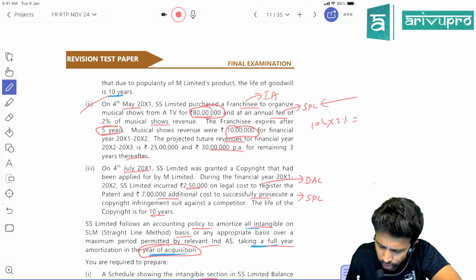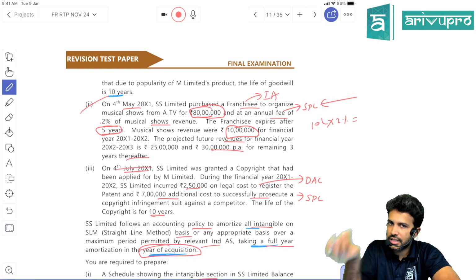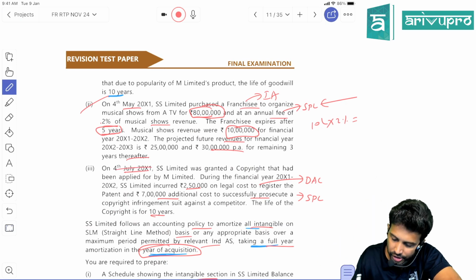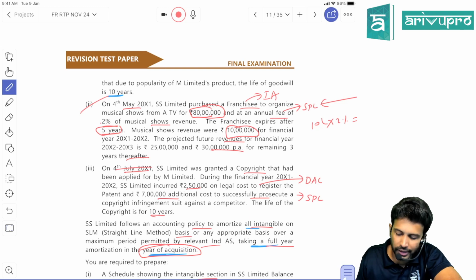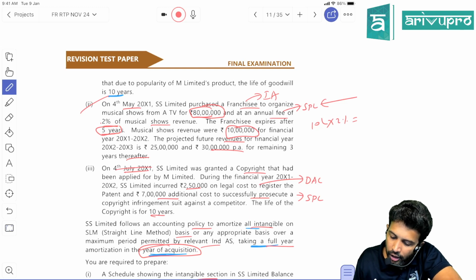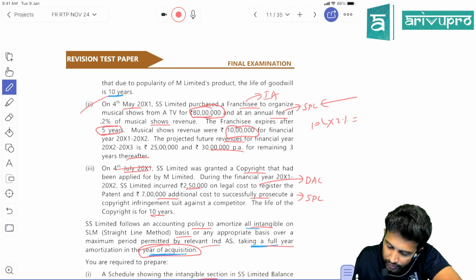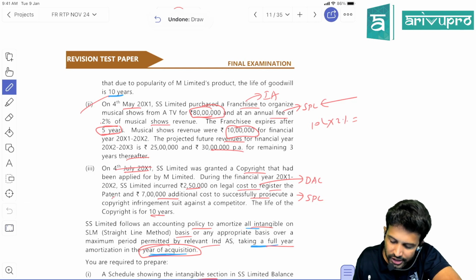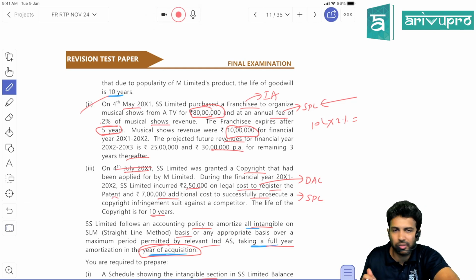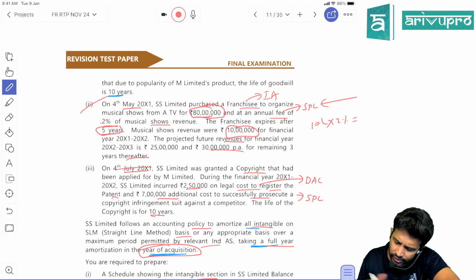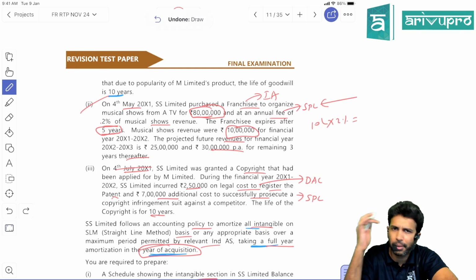Then one more asset is there. These two are over. The 4th July date is anyway irrelevant because in the year of acquisition there is full amortization. SS Limited was granted a copyright, an intangible asset, by M Limited. During the current year 20x1-x2, SS Limited incurred 2,50,000 on legal cost to register the patent. So the registration cost of the patent is a directly attributable cost. Can you capitalize it? Yes, 2,50,000 you can capitalize.